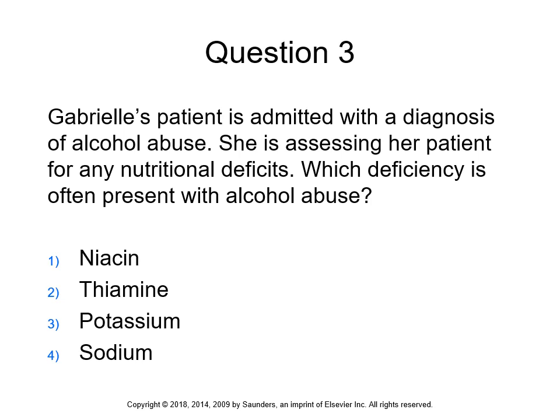Thiamine deficiency is often present with alcohol abuse. Medical treatment often includes a diet that is high in calories and high in carbohydrates. Diets also usually include fluid and electrolyte supplements and vitamin and mineral supplements, especially thiamine.